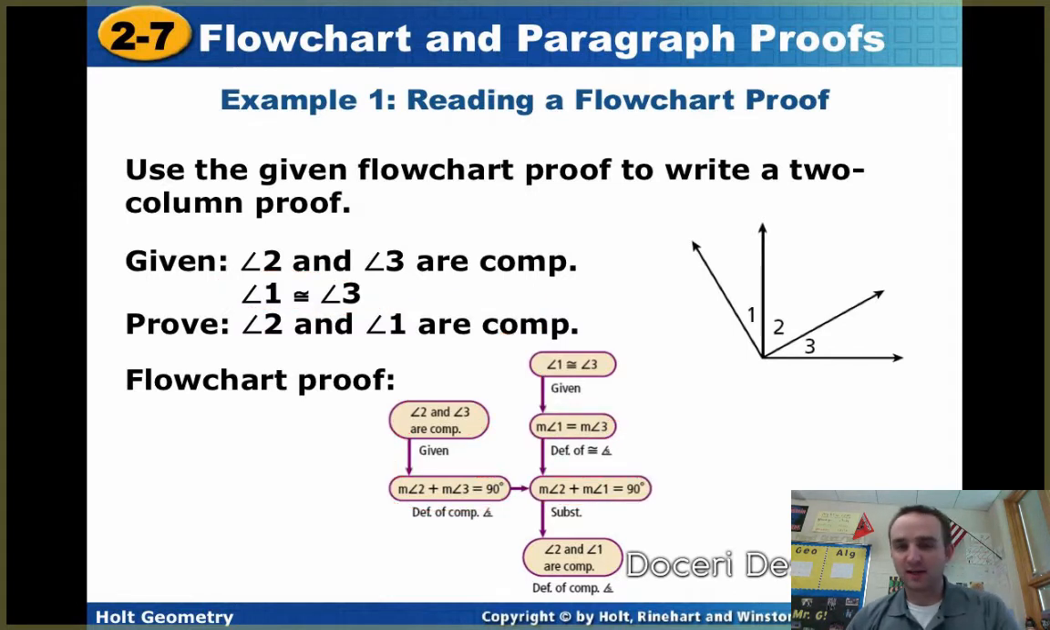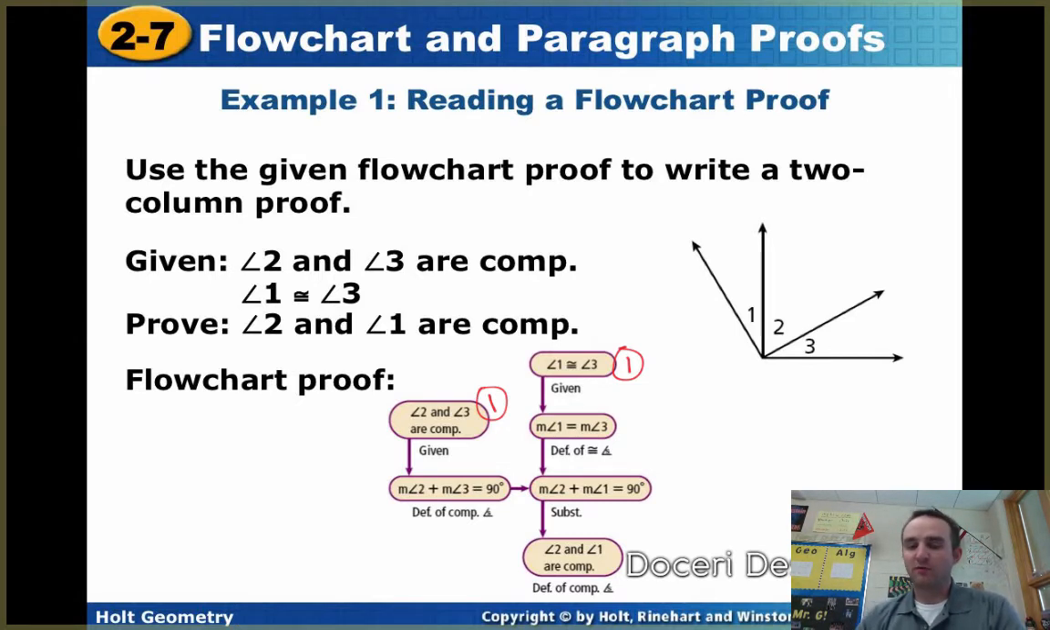Okay, so if we take a look at that again, now let's make the two-column proof. Well, I'm not going to rewrite everything. I'm going to put numbers next to our steps as we go. So we're going to start with our givens. We always start with our givens. And I'm actually going to put the givens in the same step.